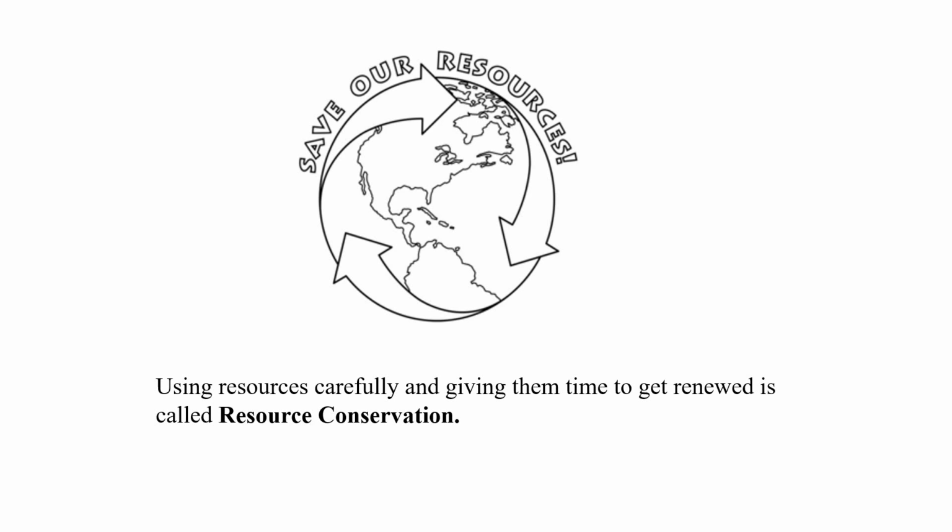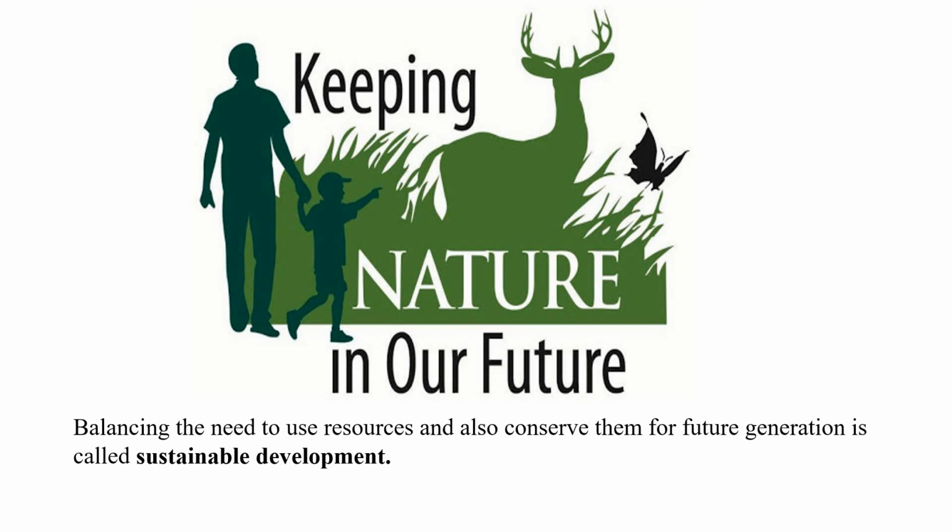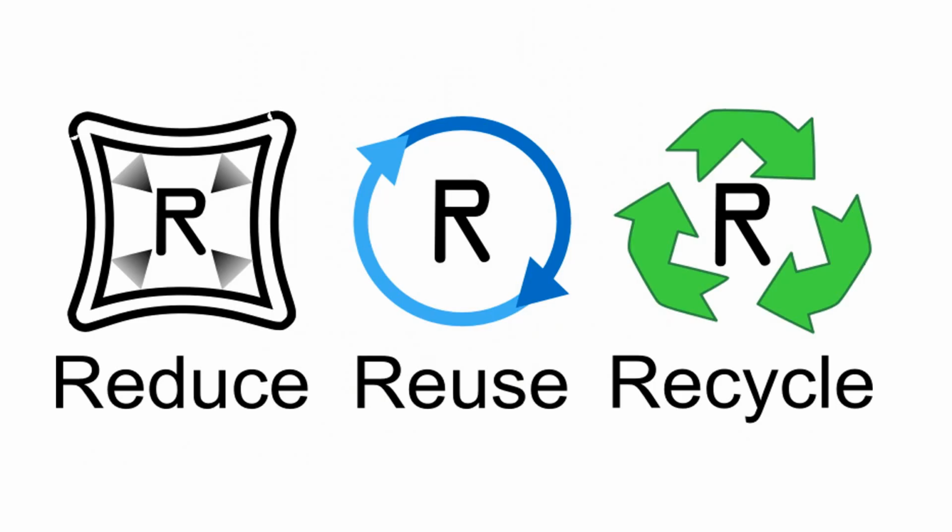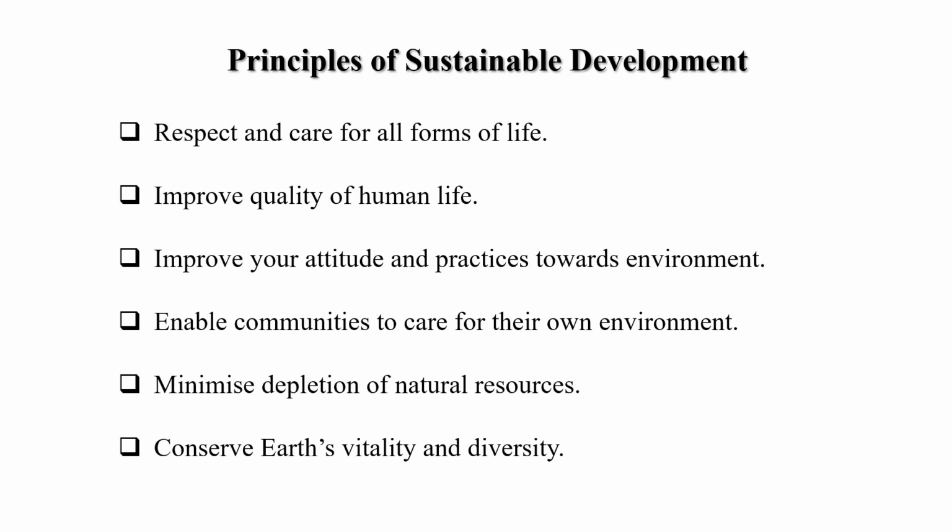Using resources carefully and giving them time to get renewed is called resource conservation. Balancing the need to use resources and also conserve them for future generations is called sustainable development. Now how can this be done? By applying the 3 R's: by reducing our consumption, by recycling and by reusing things. Some of the principles of sustainable development are respect and care for all forms of life, improve quality of human life, improve our attitude and practices towards the environment, enable communities to care for their own environment, minimize depletion of natural resources, and conserve Earth's vitality and diversity.